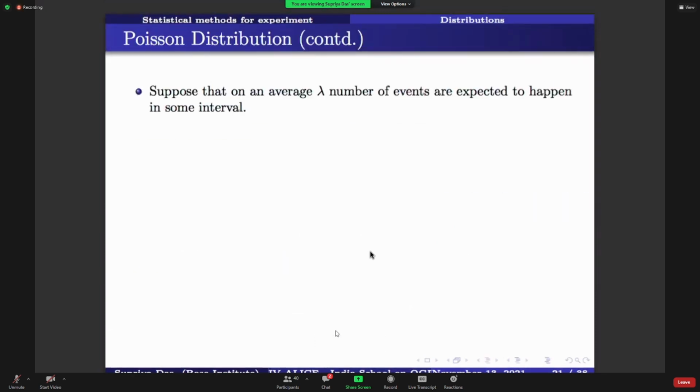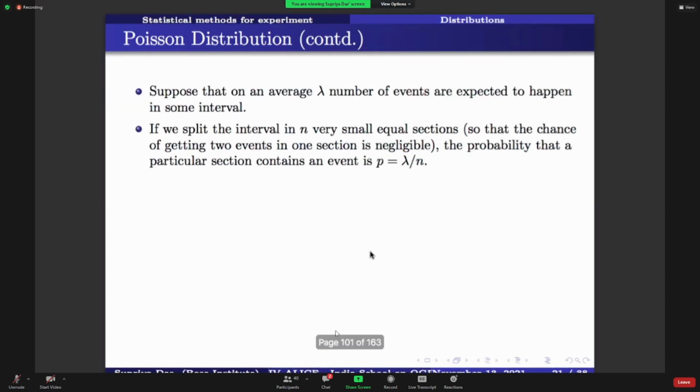Suppose that on an average, lambda number of events are expected to happen in some interval. You know that for 10 seconds, you can have these many decays. So on an average, lambda number of events are expected to happen in some interval. If we split the interval in n very small equal sections, so that the chance of getting 2 events in one section is negligible.